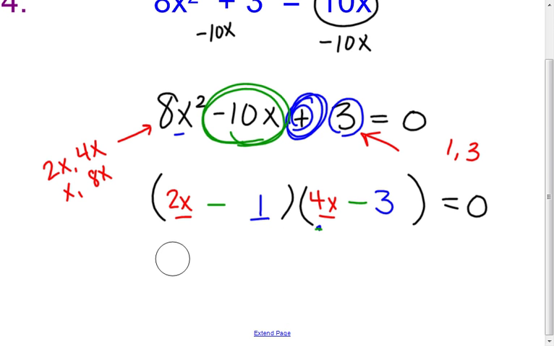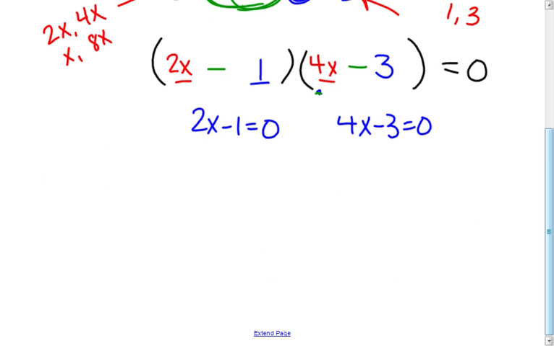And now I need, in this case, to solve it again, because it's set equal to 0, so I need to go that 1 extra step. If it was not set equal to 0, you would not have to do that. I'm going to take each parentheses and set them equal to 0. And then, of course, just solve each equation.